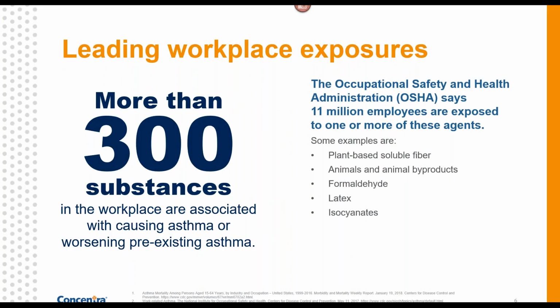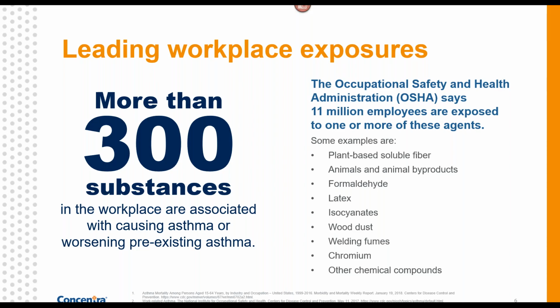It is estimated that there are more than 300 substances in the workplace that may either cause asthma or cause worsening of pre-existing asthma symptoms. We have to remember, even though there are around 300 substances used in the workplace, this list is not complete. New materials and new processes introduce new exposures and create new risks every day, and they continue to be added on to this list.